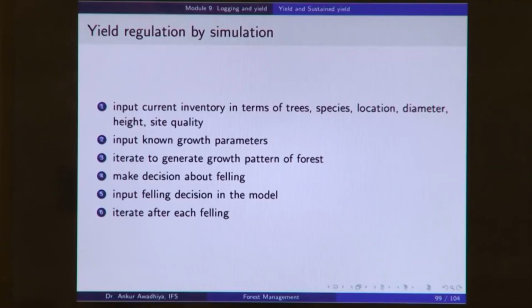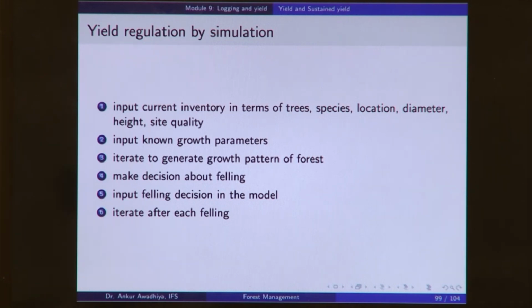So, essentially the steps are: you simulate your forest in the computer, input the known growth parameters. So, you are telling the computer that for this particular site quality, for this species, for this dBH and height class tree, what is the growth that normally such a tree shows. So, you are putting in the growth parameters. Then you iterate it to generate the growth pattern of the forest. How will the forest look after 1 year, after 2 years, after 3 years and so on.